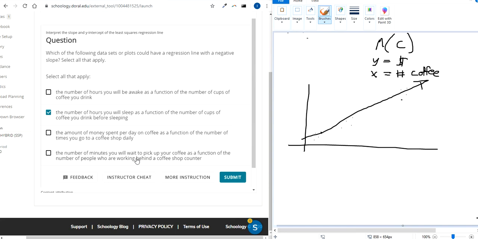So the last one, the number of minutes you will wait to pick up your coffee. So that's our y variable, as a function of the number of people who are working behind the coffee shop counter. So number of people working. If there's a lot, the wait time is probably small, right? If there's just a medium amount of people, then the wait time is probably typical. And if there's only one person working, the wait time is probably pretty high. So that's a negative slope.